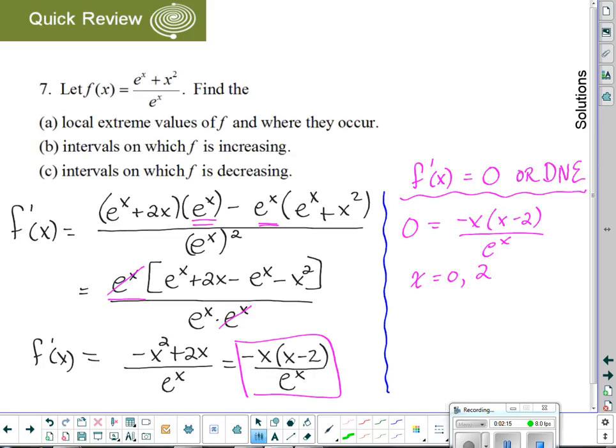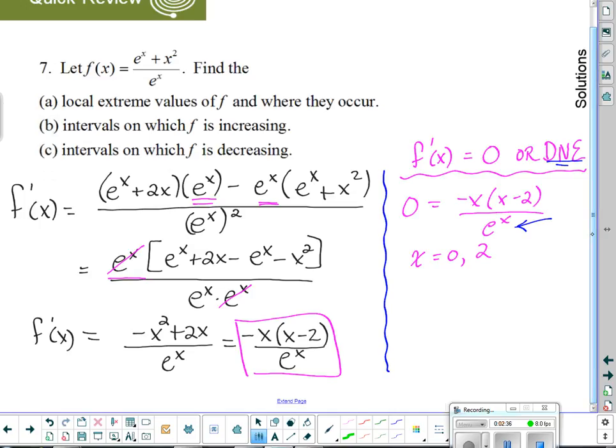And what about the bottom? Would the bottom ever be equal to 0? E raised to a power will never ever equal 0, so we would not get a critical value from the derivative being undefined. We have two possibilities, and let's decide what kind of critical value they are.